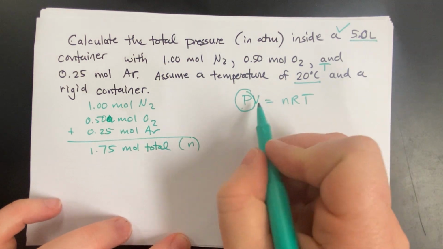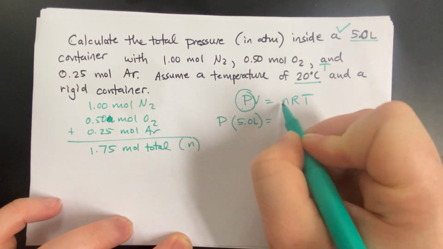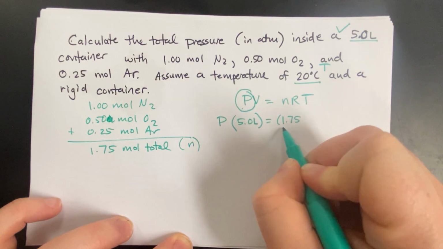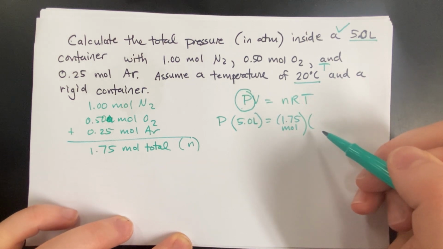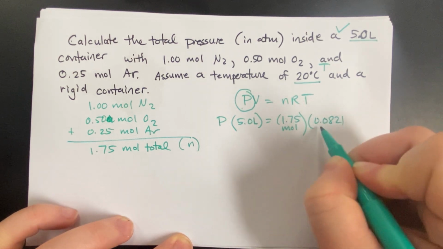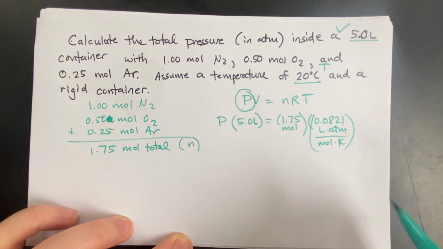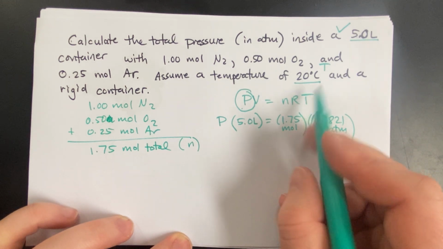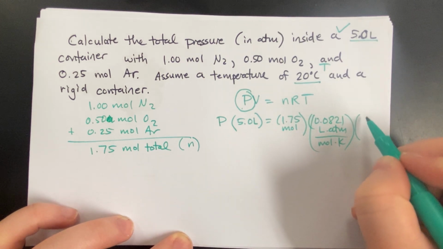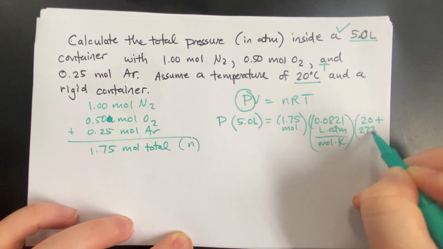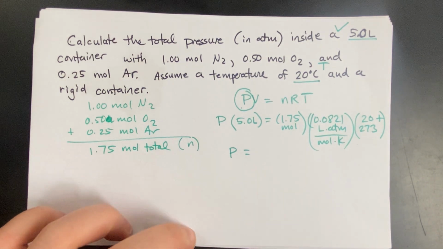Okay, let's plug and chug. P is what I'm solving for. V is 5 liters. N, that's what I solved for here, 1.75 moles. R is our universal gas constant. That would be, very good, 0.0821 liters atmospheres over moles Kelvin. It's always a big one. And temperature in Celsius can't be used. What do I need to do? You need to convert to Kelvin. So you would take 20 plus 273. Go ahead and pause now. I want you to solve that for pressure.